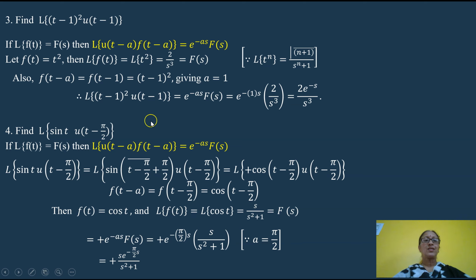Now according to the second shifting property, here we get e power minus as into F(s). Here a means pi by 2, and F(s) means s by s square plus 1. If you write those expressions here, you get e power minus pi by 2s into s by s square plus 1, which gives s into e power minus pi by 2s upon s square plus 1. This is the Laplace transform of sin t u(t minus pi by 2).